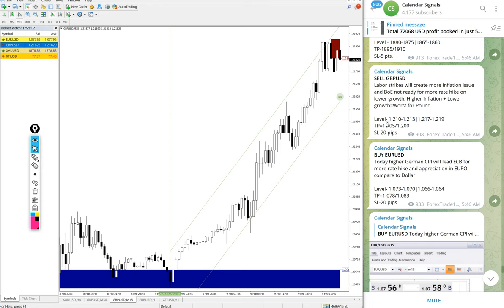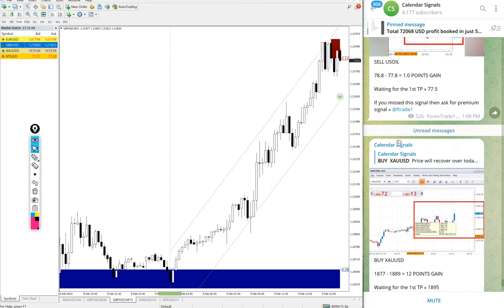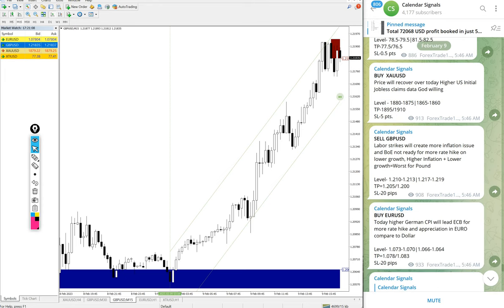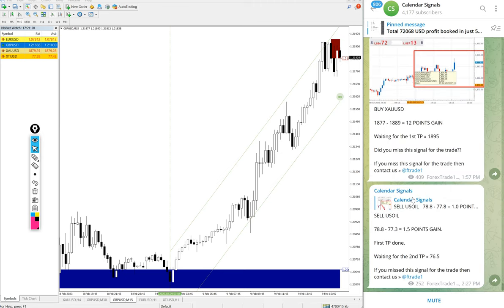We will update it on this channel. If it is SL hit also, we will mention it, that we always give the tight SL 20 pip, as you can see here on the signal given message. SL is always small, 20 pips. We will update it on this channel end of the day with complete report.